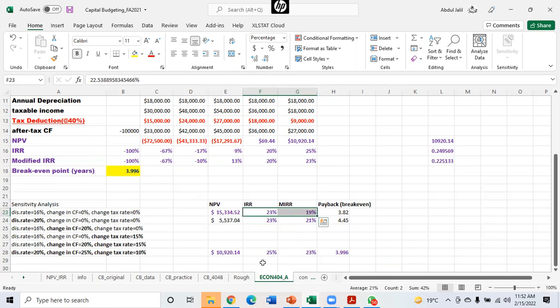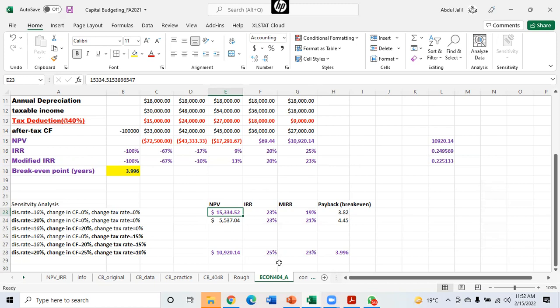You are getting more internal rate of return and more modified internal rate of return. The break-even point has increased. Previously the break-even point was 3.8, but now it is 3.99, around 4. Therefore, it has increased, so the payback period becomes longer. What happens with the net present value? Initially, it was 15,000 something, and now it's 10,900, around 11,000.